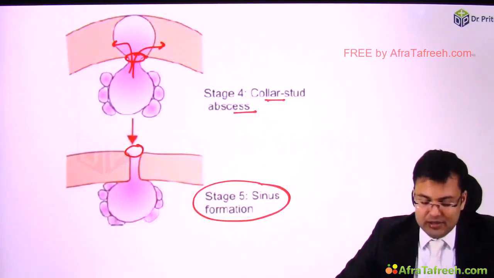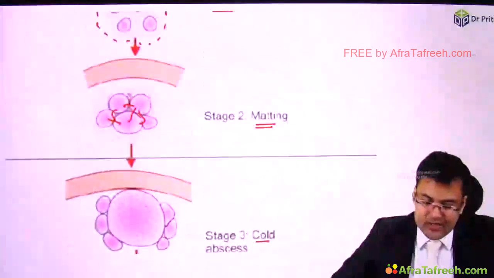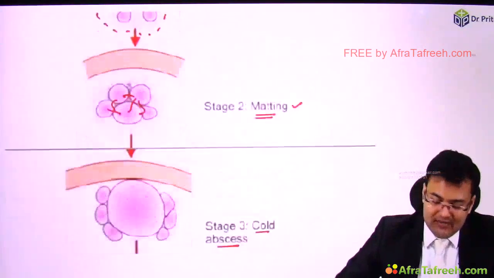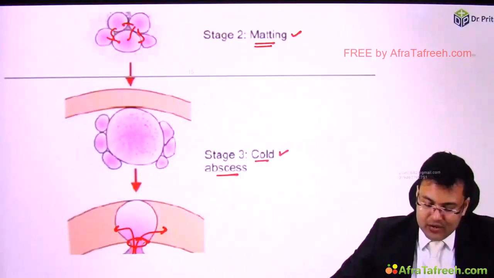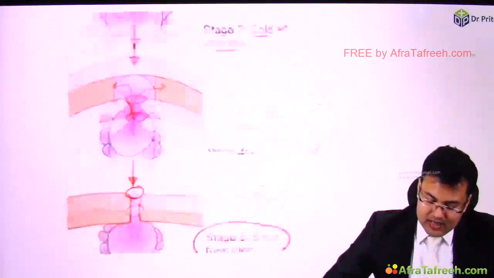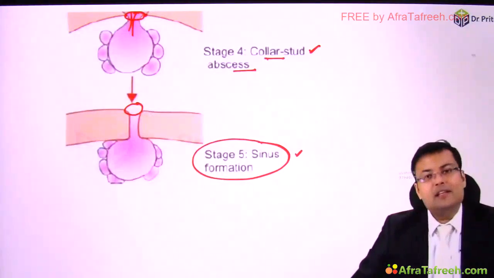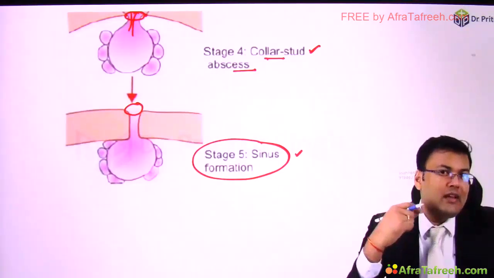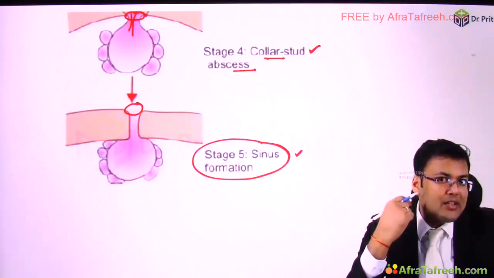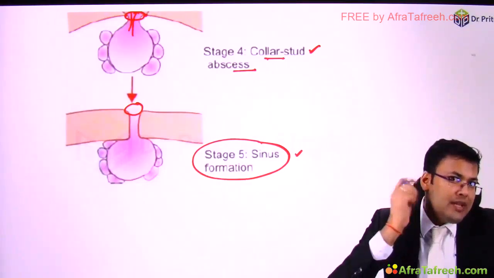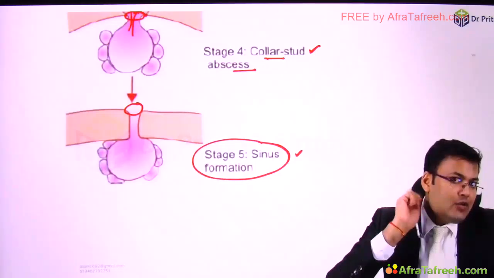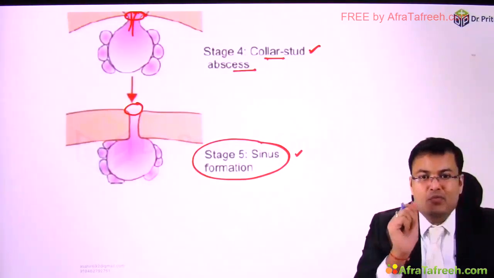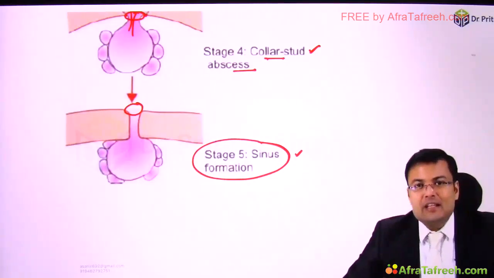So this is the sequence of events I'm repeating. Initially you can see there is just lymphadenitis. After that, matted lymph nodes are there, then formation of cold abscess, then collar stud abscess, and after that there is formation of sinus. If you have seen cold abscess and how we are going to perform the aspiration, it should be from the superior aspect of the abscess that we are going to aspirate. This is known as anti-gravity aspiration.